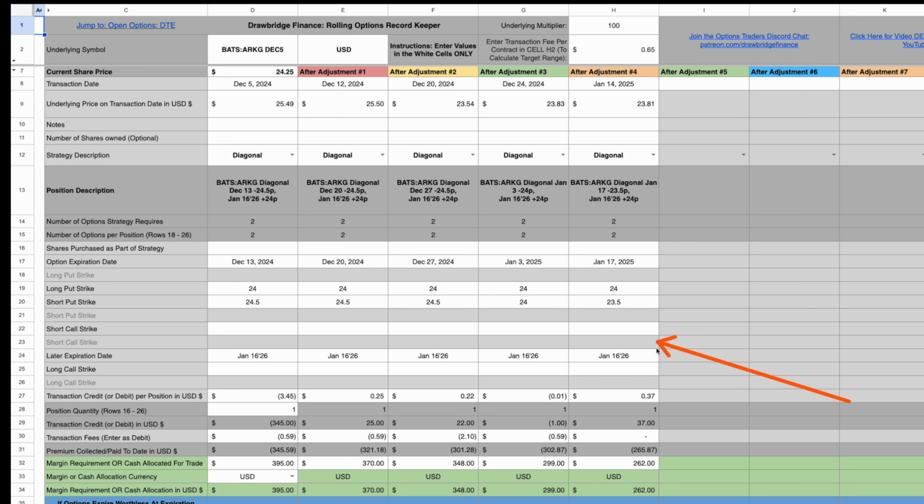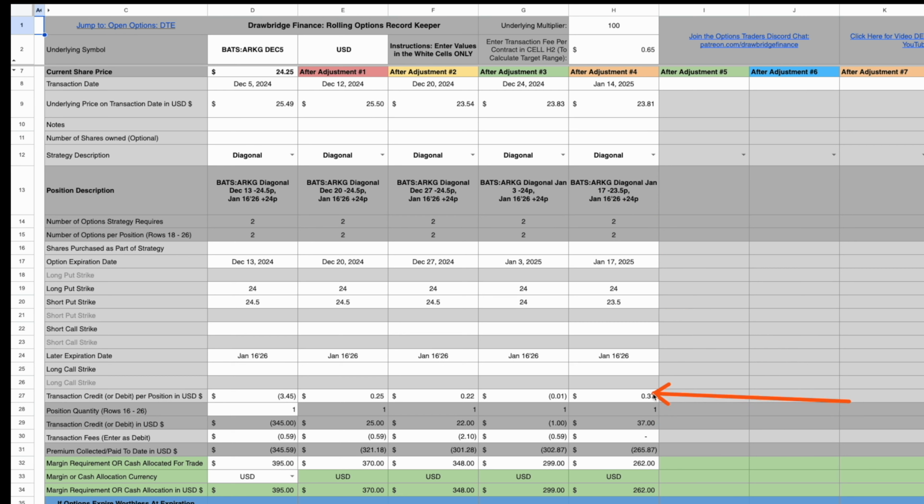It records here in this column. So this is my current position. This is where I do the data entry. You can see I'm long the 24 and I'm short the 23.50. I've got this later expiration date in here, and because this is a diagonal, it rearranges it and it tells us exactly what the position is here.